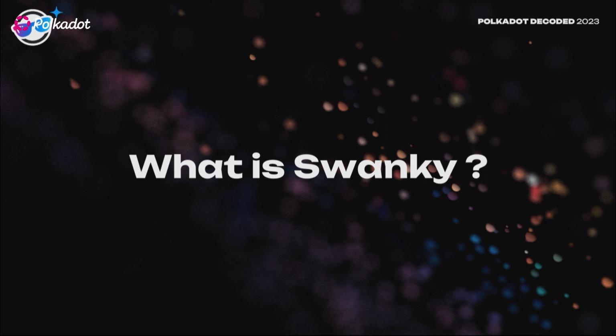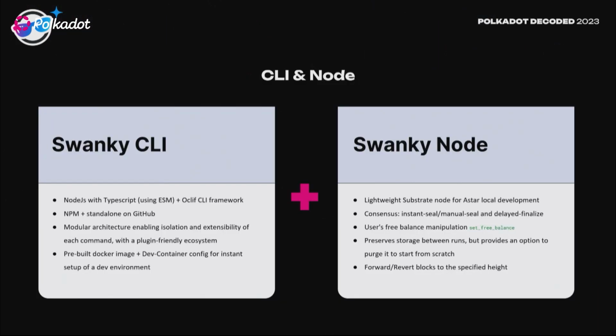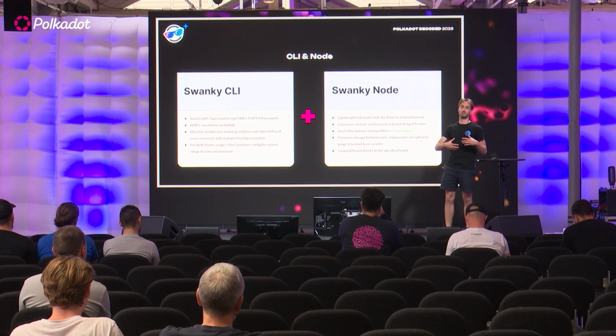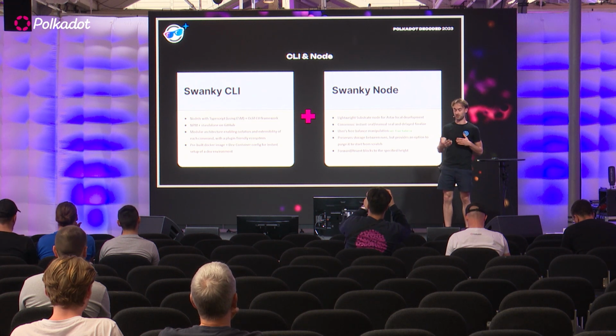So first thing is, what is Swanky? There are two parts. The first part is Swanky node. This node targets Astar development. It's a lightweight Substrate node with pallet contracts and other pallets that are used in pallet contracts. We tweak the consensus, and we added manual seal. So basically, it produces a block every time there's a transaction that goes into the queue. So it's really, really fast.